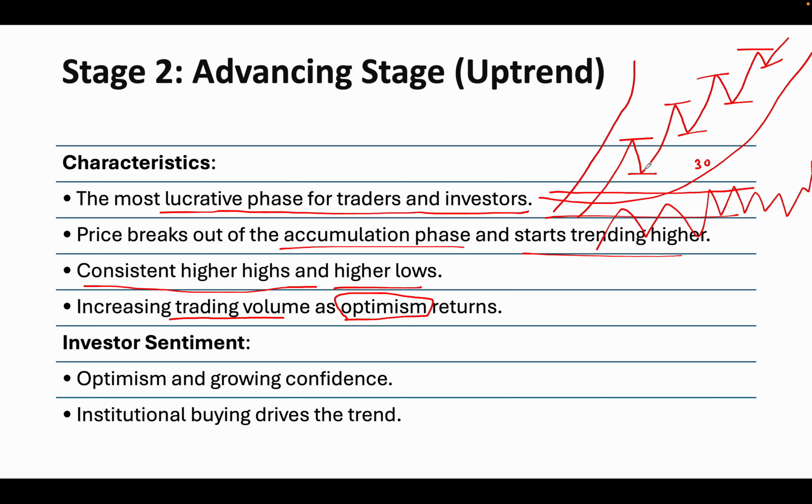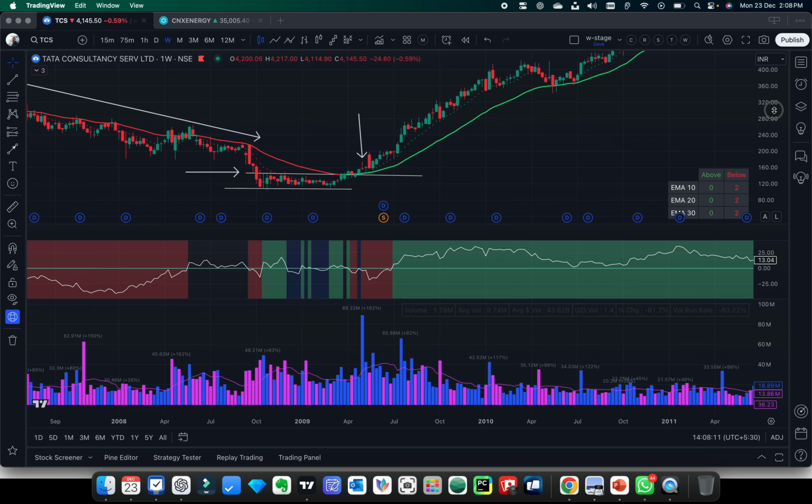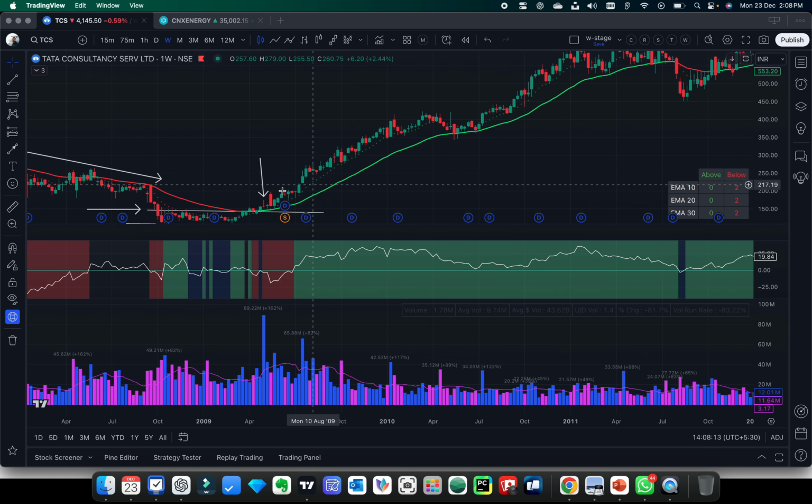Okay, and what are the sentiments? Optimism and growing confidence, and institutional investors are buying and retail investors are also buying. So there is positive movement and emotions everywhere in the market. So this is stage 2. So let's see stage 2.